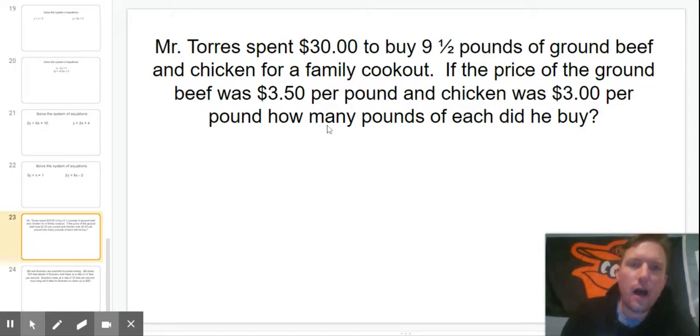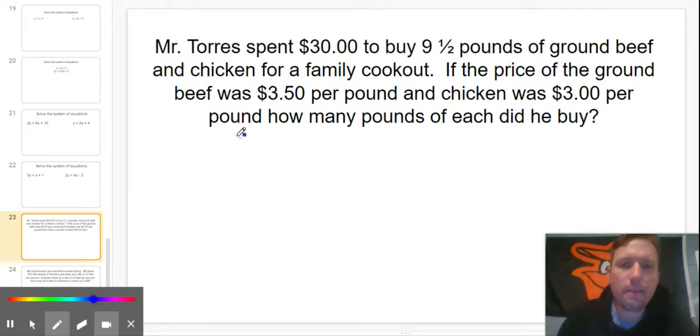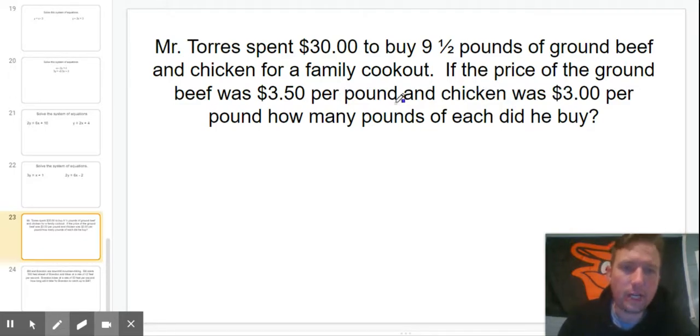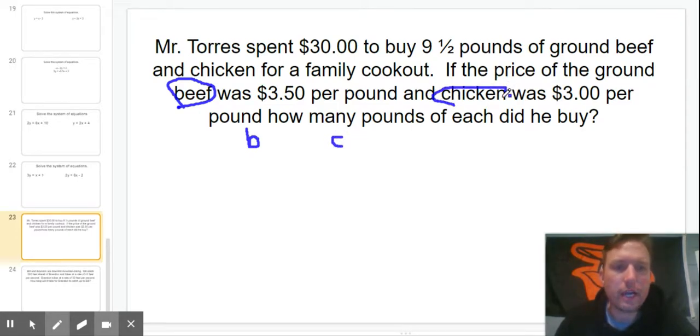Okay, first off, we're trying to find out how many pounds of ground beef and of chicken were purchased. So we don't know that number. Right off the bat, I would probably make some variables. Maybe the B can stand for the beef in the problem, and I could use the variable C, and the C could stand for chicken.